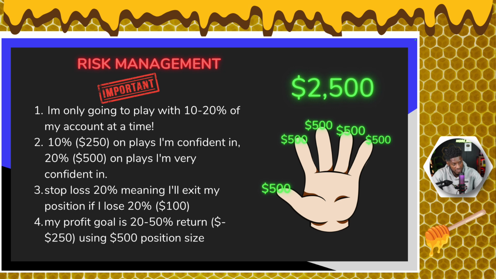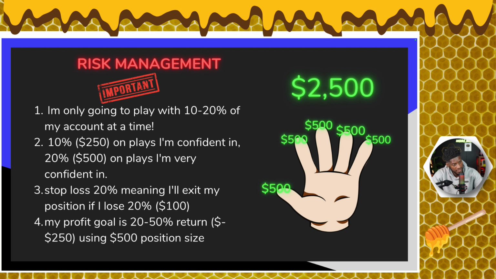So if you have $1,000, you can take 10 $100 trades. You can take two $500 trades. You can take four $250 trades. You can take however many trades with $1,000. The same thing with $2,500. You could take five $500 trades. You can take 20 $125 trades, right? You could take as many trades as you want with $2,500, correct?